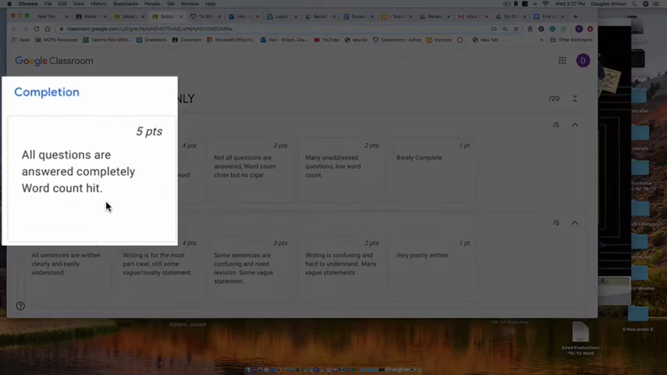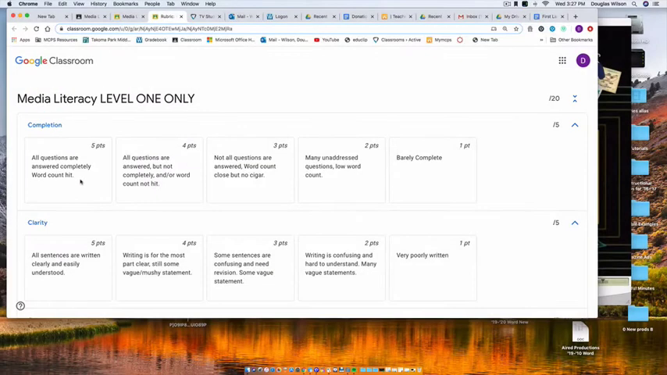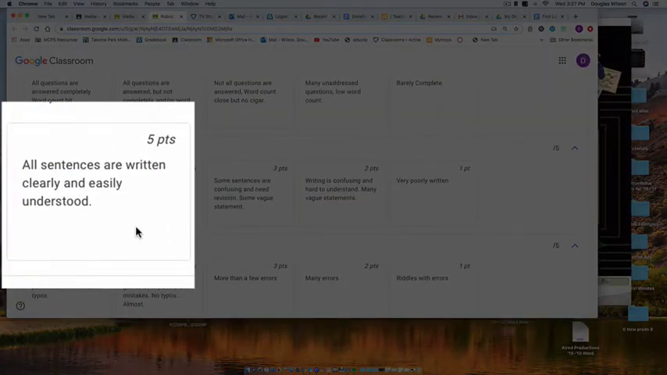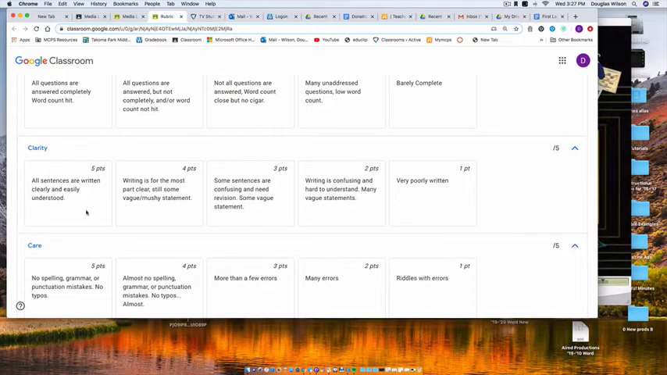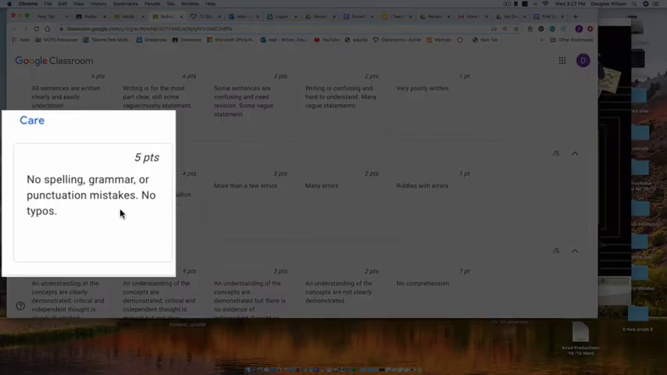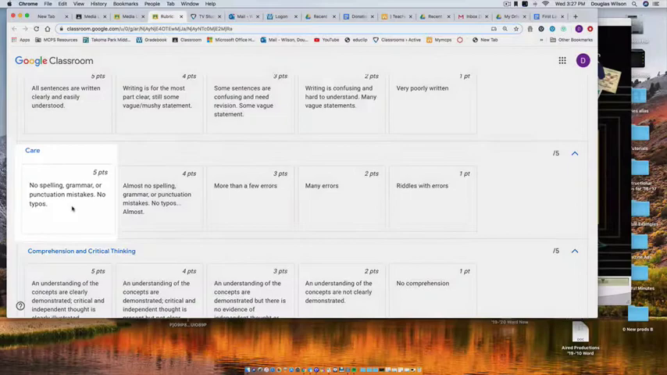Completion: all questions are answered completely, word count hit. This student would not get 5 points here. Clarity: all sentences are written clearly and easily understood. That last sentence wasn't that clear. Don't know exactly what they mean. No spelling, grammar, or punctuation mistakes, no typos. That student did have some.